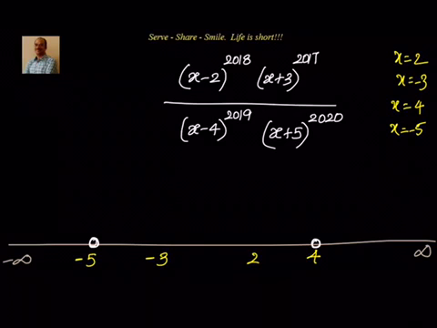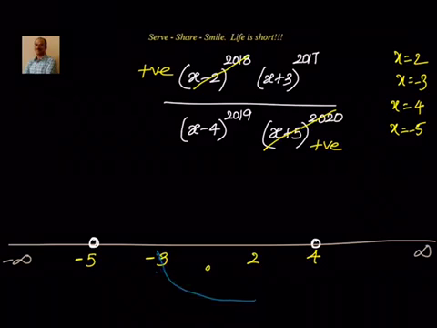So let me go back to 0 and put 0. If I put 0, what happens? We know that any even power is always positive, so this can be ruled out. That is positive, and this is also positive. Now only these two are left. If I take 0, 0 plus 3 is 3, and 3 to the power of something is positive. 0 minus 4 is minus 4, and minus 4 whole to an odd power is negative. That means between minus 3 to 2, the function is negative.